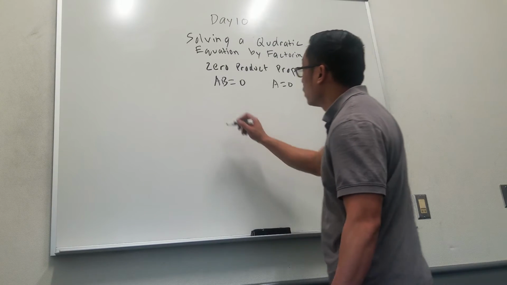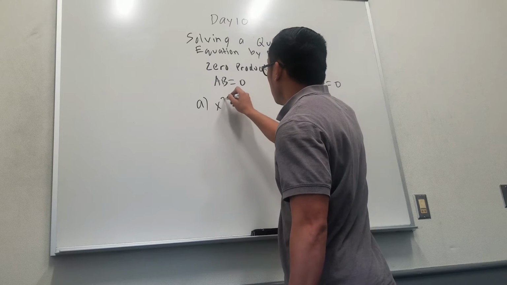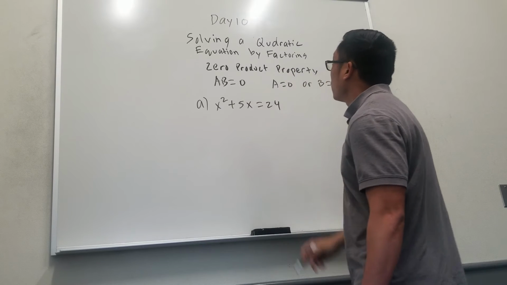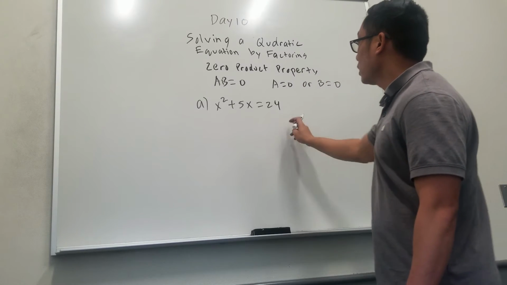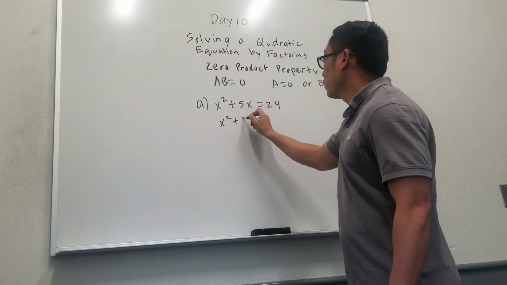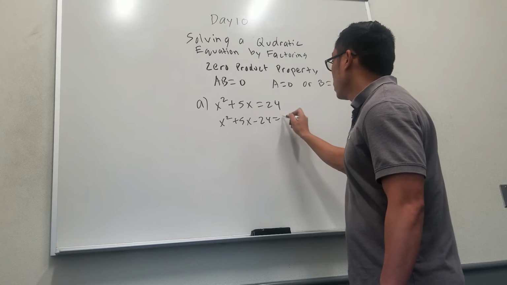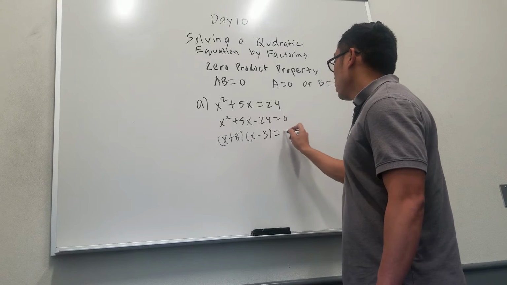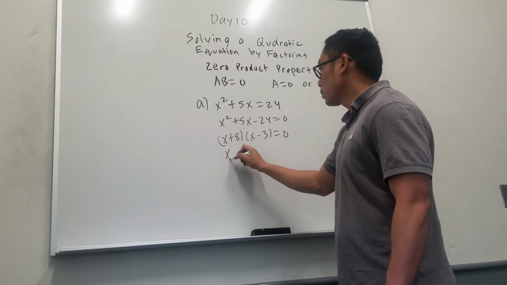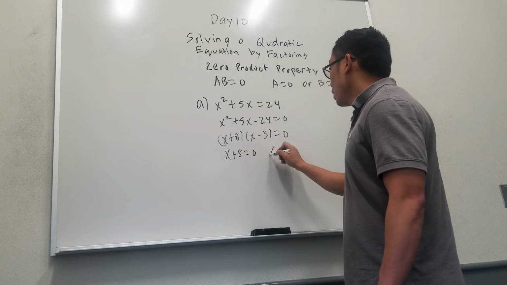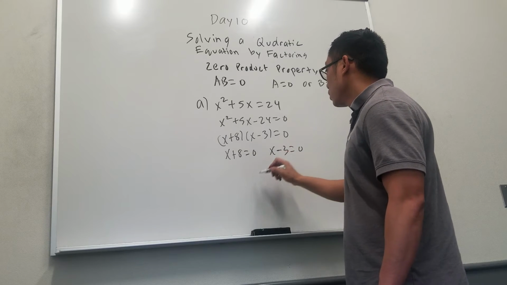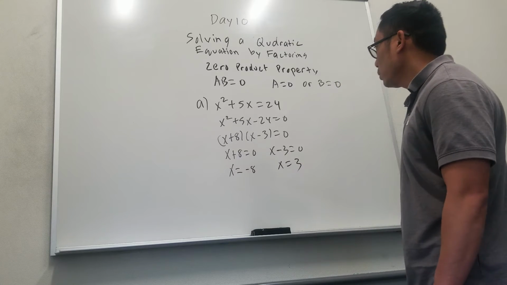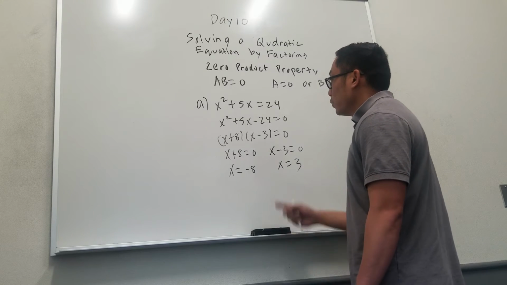Let's do one. x squared plus 5x equals 24. In a quadratic equation, we want to set it equal to 0. So x squared plus 5x minus 24 is equal to 0. Then we have to factor this. Then this is x plus 8 equals 0, x minus 3 equals 0. So x equals negative 8 and x equals 3. Oh, what did I just do? I forgot, I moved too fast.